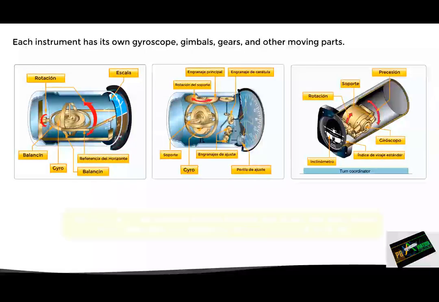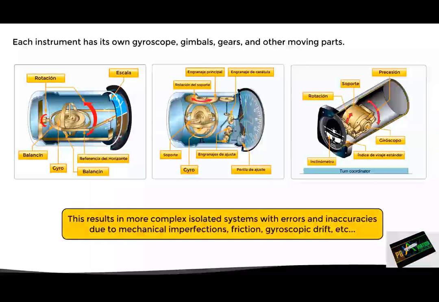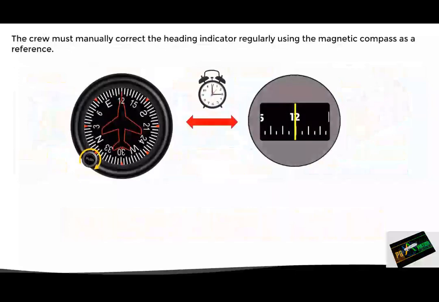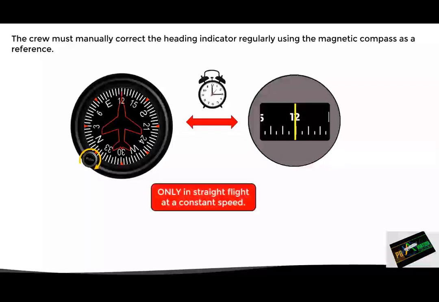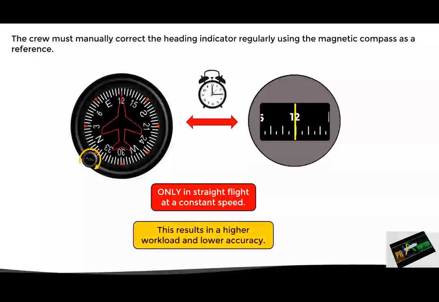This results in more complex isolated systems, with errors and inaccuracies due to mechanical imperfections, friction, gyroscopic drift, among others. And in addition to this, in the case of the heading indicator, the crew must manually correct the indication using the magnetic compass as a reference. And to do so, the aircraft must be flying in straight flight with a constant speed, as these are the only conditions under which the compass gives a correct heading indication. All this results in higher workloads and lower accuracy.